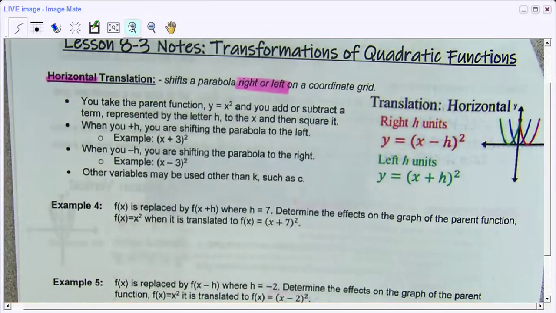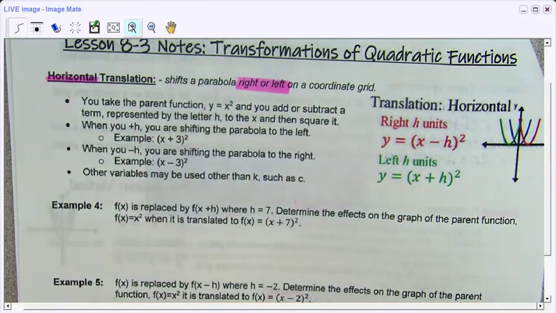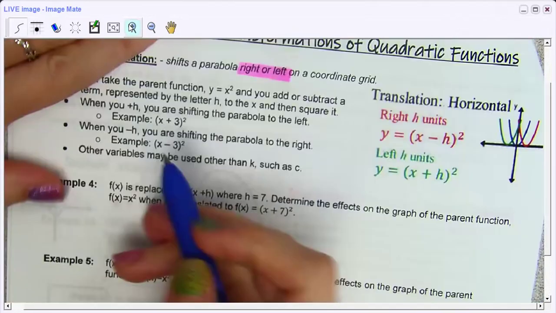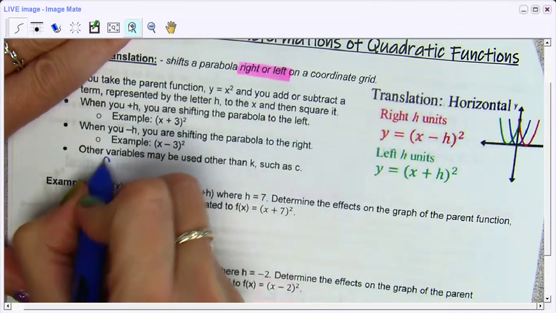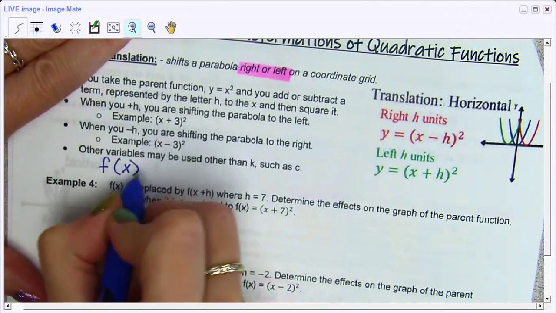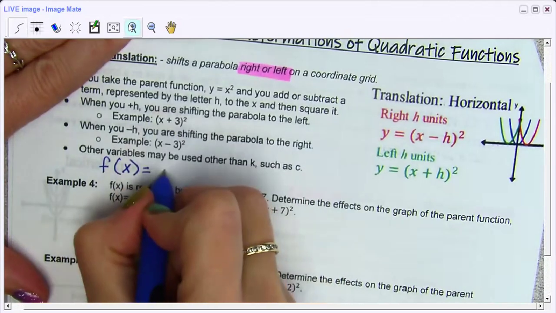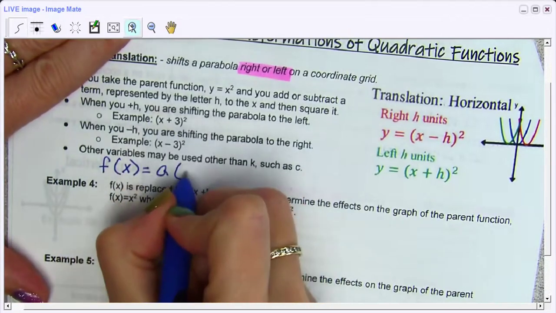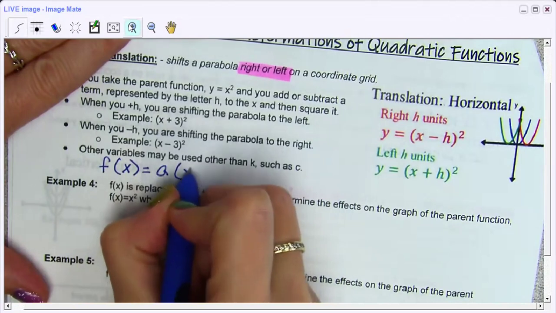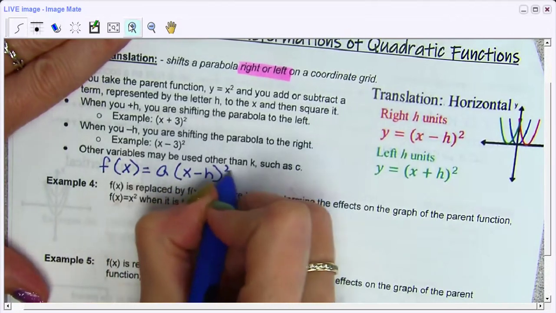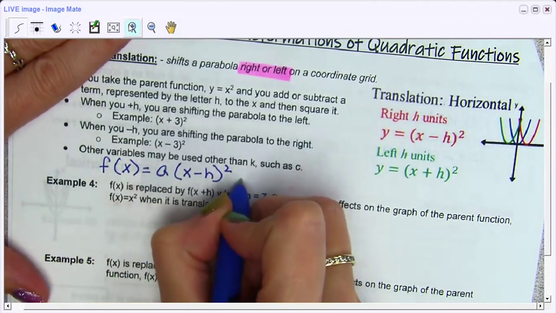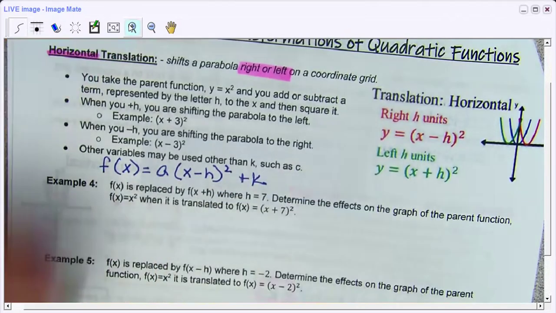Now, remember, we're going to write this again. We're going to rewrite the full formula right here. So f of x equals a times x minus h squared plus k. And right now, we're going to focus on the h.